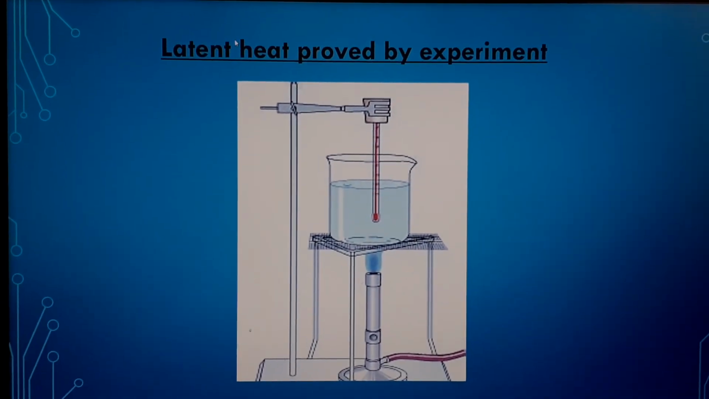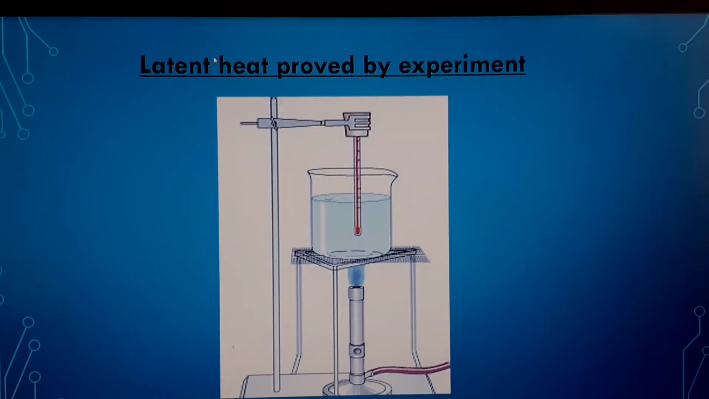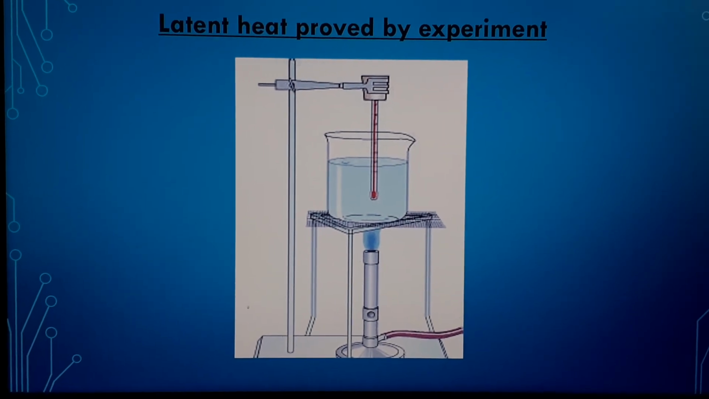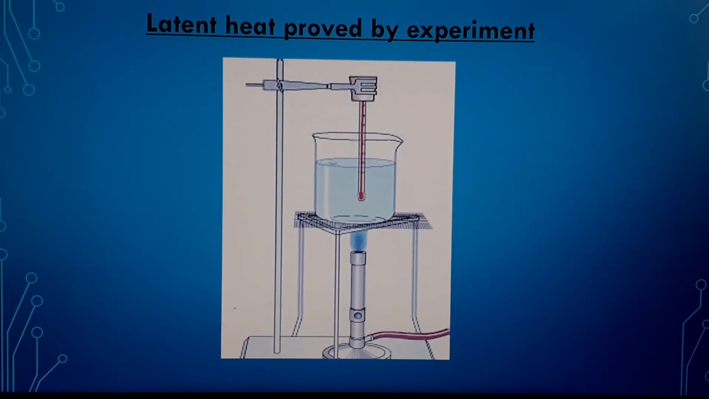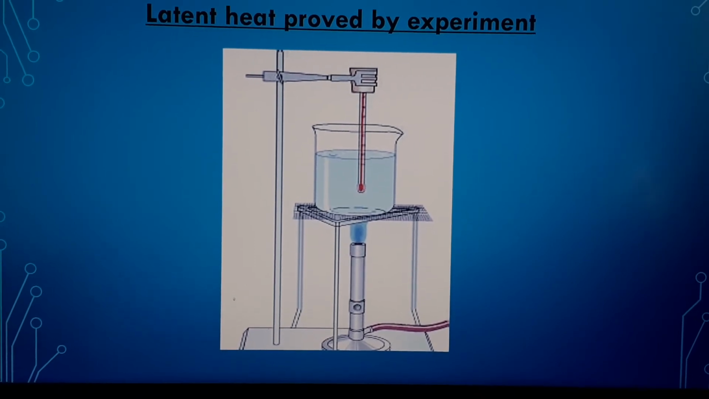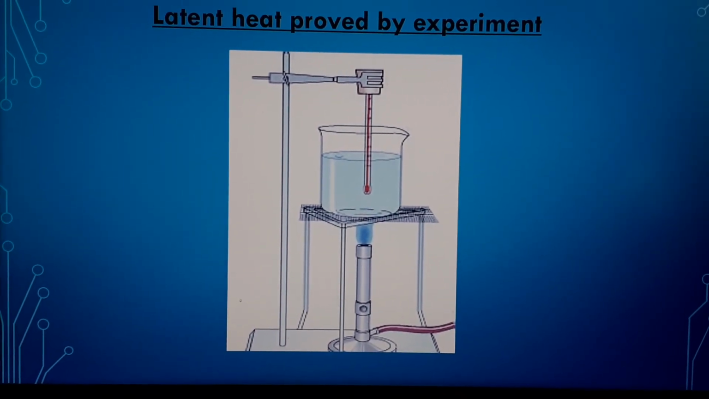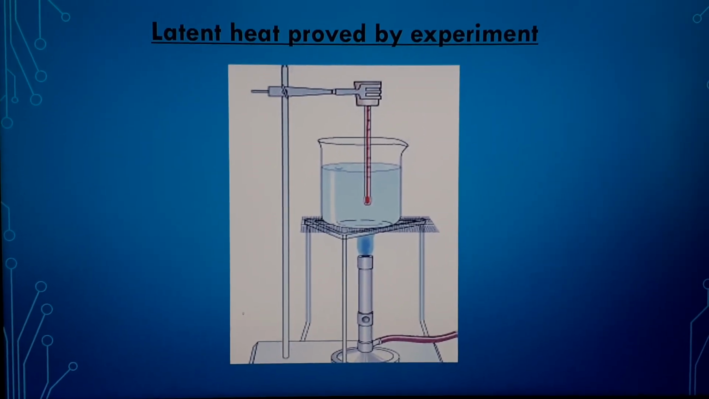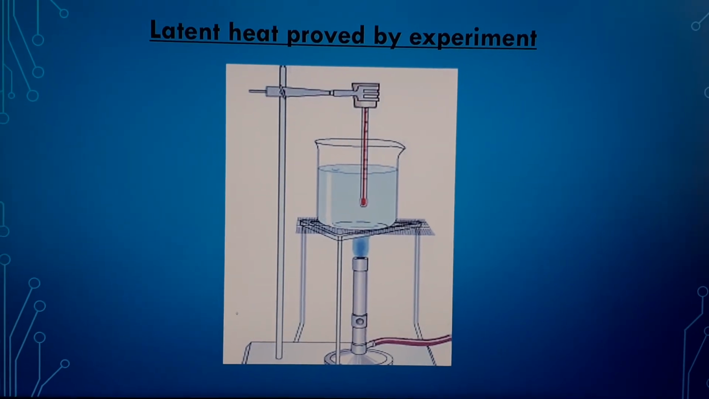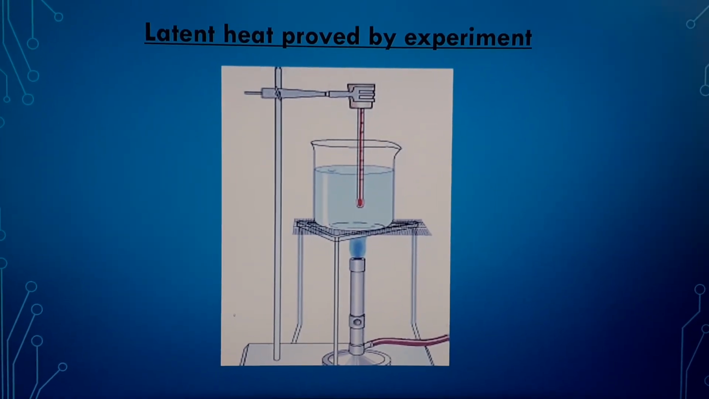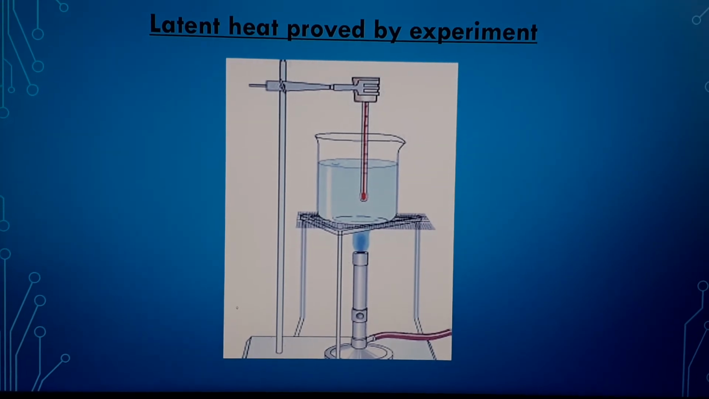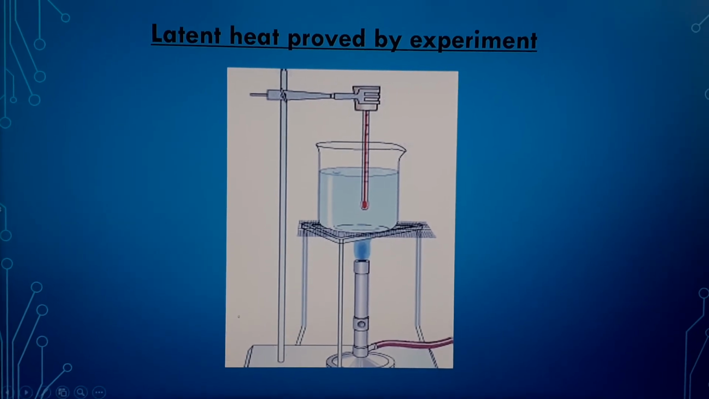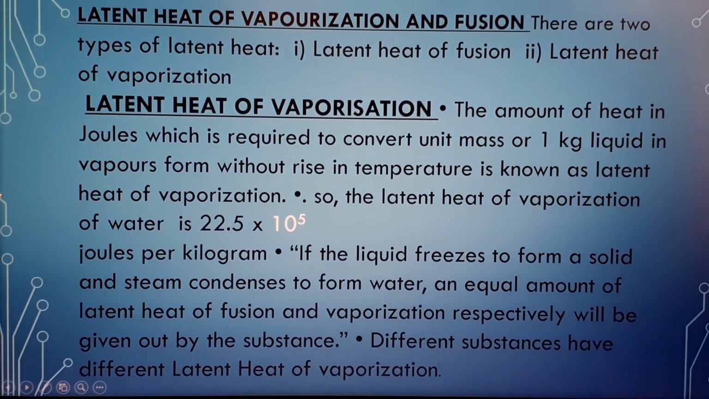Here the state is changed. Once it starts boiling, the state of the liquid is converted into the gaseous state. My energy is going into breaking the liquid molecules into gaseous molecules, so the molecules break up and it starts evaporating. That means it changes to gas. Because of that, the temperature remained constant at 100 degrees Celsius, but the state is changing. This is the latent heat proved by the experiment.